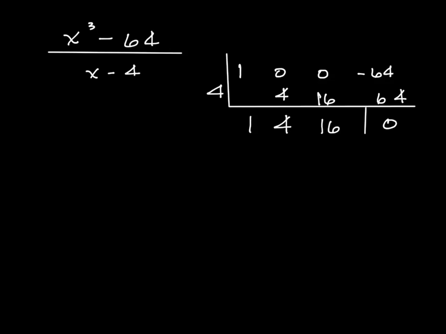What that means is that x minus 4 divides evenly into x cubed minus 64. And when I factor that out, I would be left with x squared plus 4x plus 16.